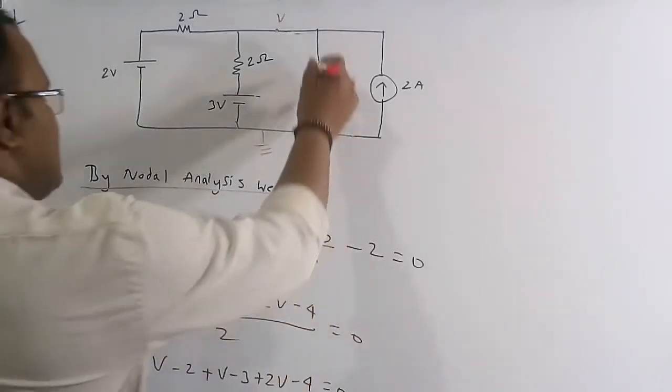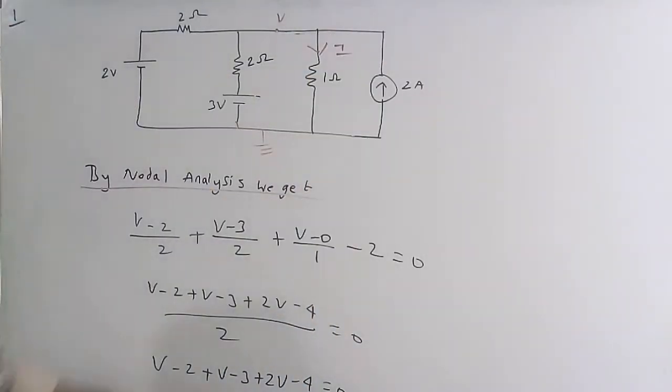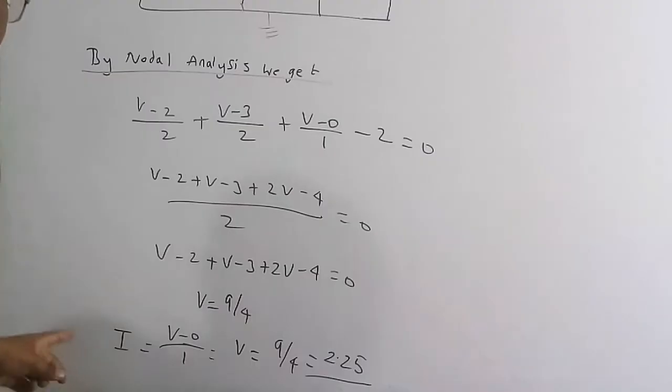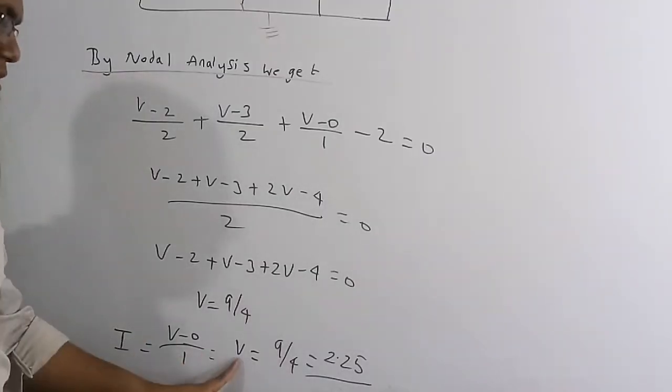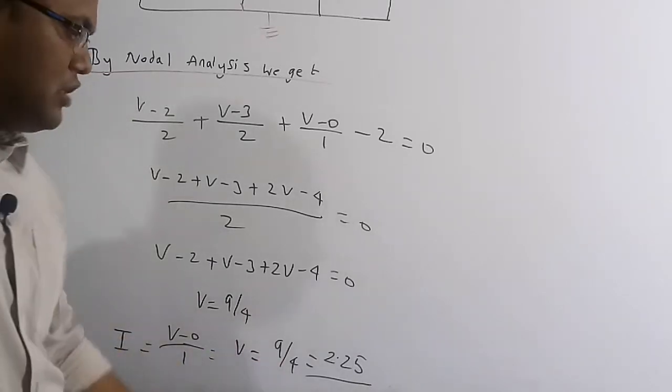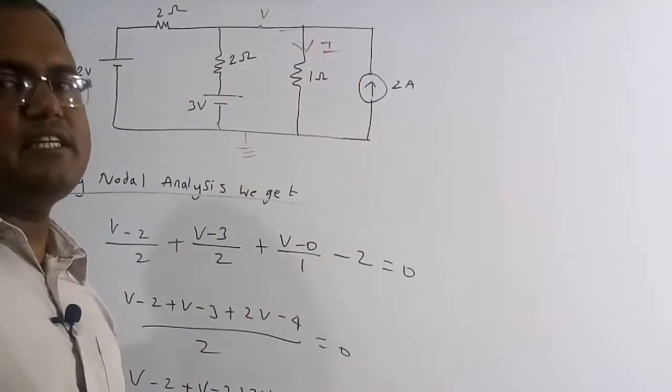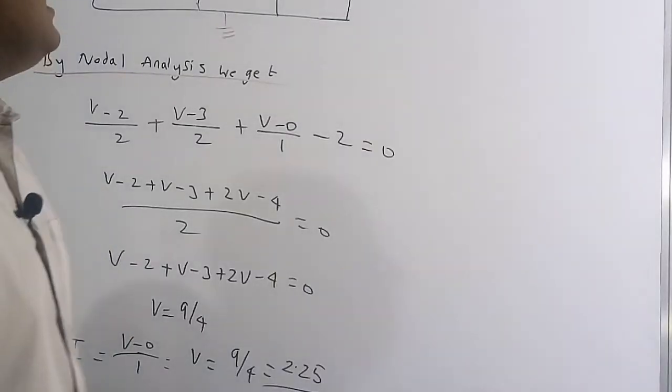We need to find the current in this 1 ohm resistor. So the current is equal to the voltage difference, (V minus 0) by 1. So I is equal to (V minus 0) by 1, which is nothing but V. V is equal to 9 by 4, and 9 by 4 is 2.25. So the current in this 1 ohm resistor is 2.25 ampere, which is the correct solution of this question. Now we are going to solve the second question.